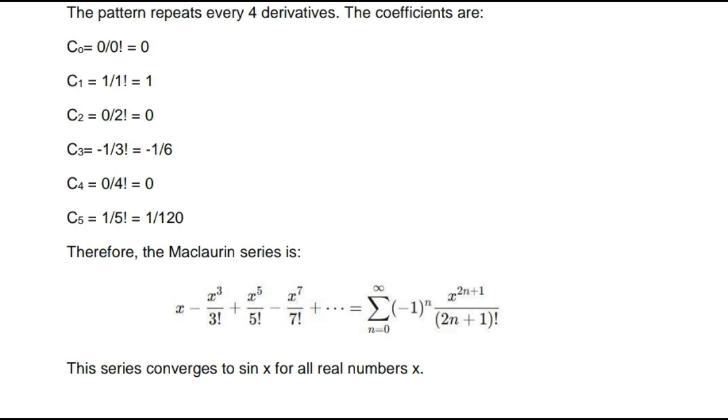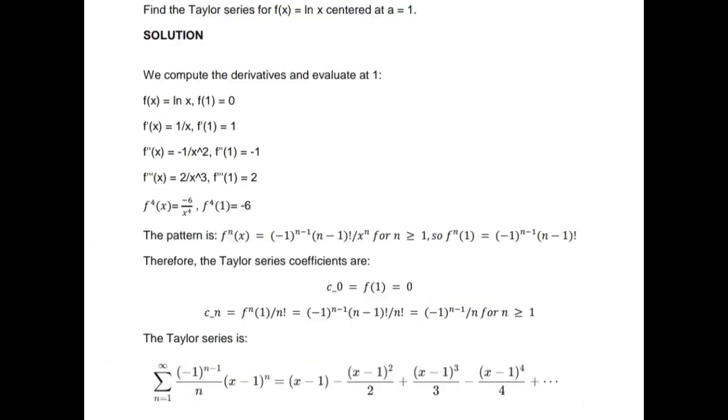So therefore, the Maclaurin series is x minus x cubed over 3 factorial plus x to the fifth over 5 factorial minus x raised to 7 over 7 factorial, and so on and so forth. So we have the summation of negative 1 raised to n times x raised to 2n plus 1 over 2n plus 1 factorial. Therefore, this series converges to sine x for all real numbers x.